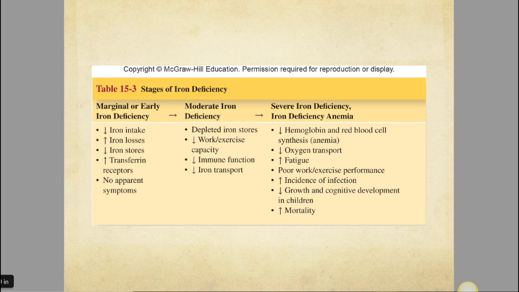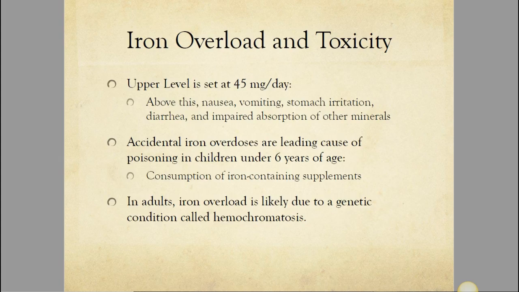This shows the different stages of iron deficiency. You won't be expected to know the different stages, for instance, on the exam, but do recognize that there are different stages. You don't have to be able to distinguish them, but just know that the deficiency does occur in stages. In terms of iron overload and toxicity, the upper level is set at 45 milligrams per day.